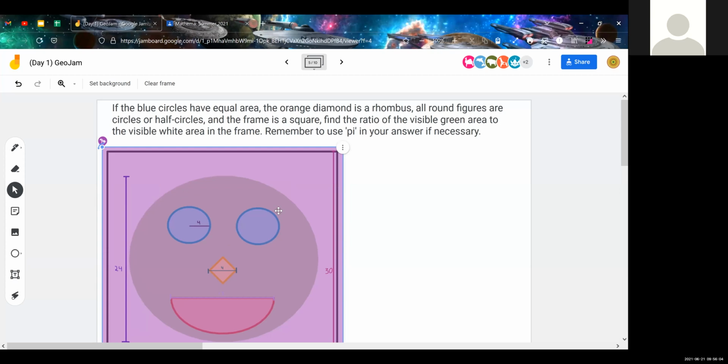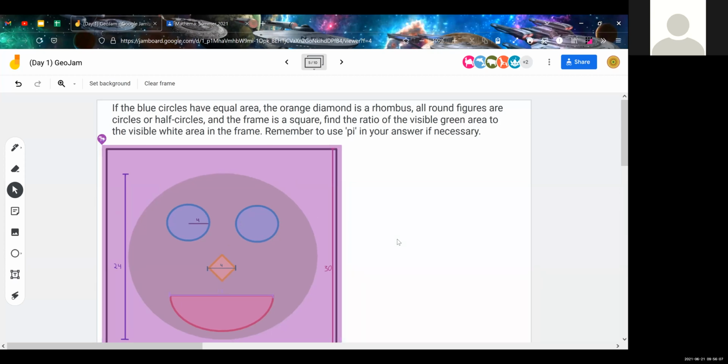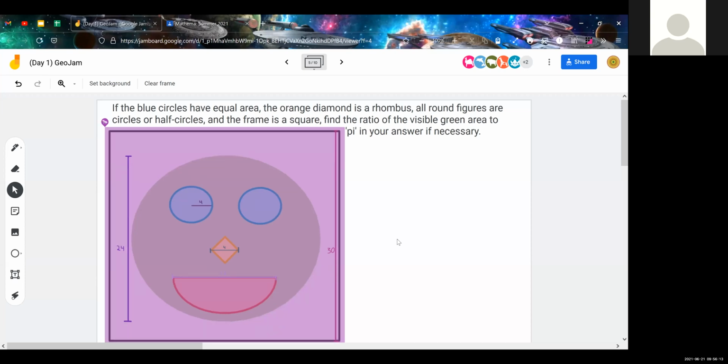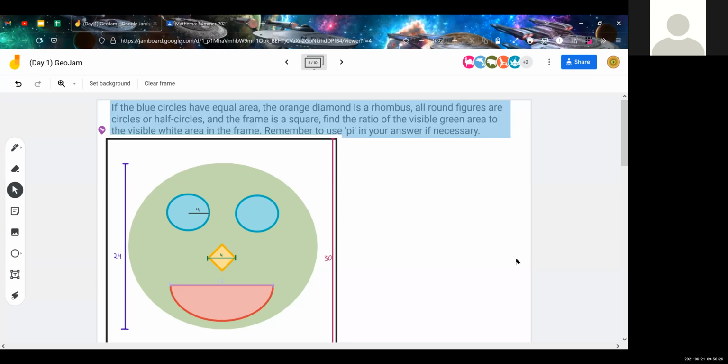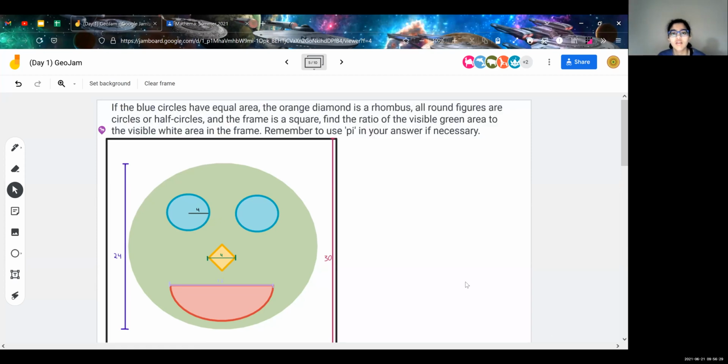Oh, I have a quick question. Does the entire green circle and everything on top of it add up to count as how much of the white area is visible, or would you just say the area of the green circle is part of the white? So the area is basically the visible white area. Whatever you can see that is white is what's included. So the blue will not be included. The orange and red will not be included.